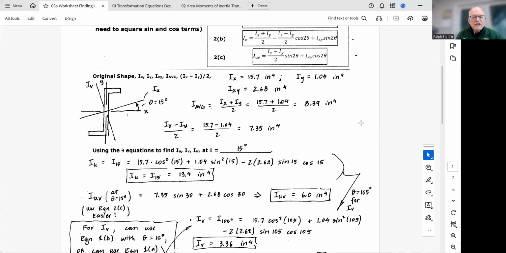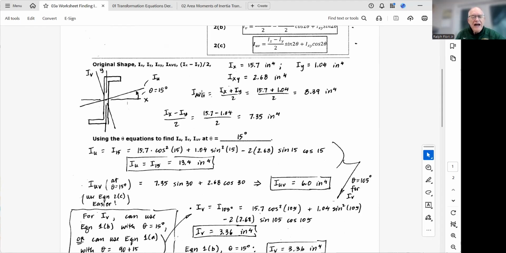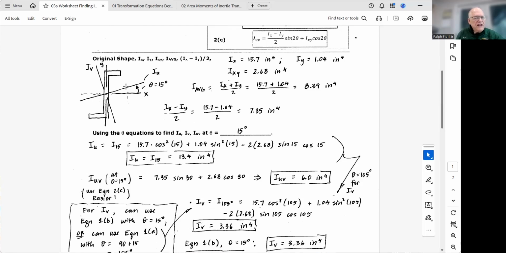I use those different notations kind of interchangeably. We're going to use two sets of equations to do it. I'm going to go ahead and calculate an I average. I average is 15.7 plus 1.04 divided by 2, so that's 8.39. Then we'll calculate Ix minus Iy over 2, and that's 7.35. Again, we'll use these later. These are intermediate calculations.